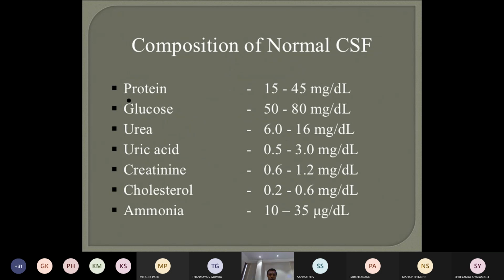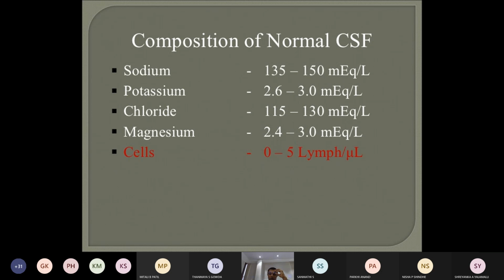As I already told, additional parameters like urea, uric acid, creatinine, and ammonia can be estimated. Cholesterol can also be seen; the normal range is just 0.2 to 0.6 milligram per deciliter, not plasma cholesterol, which is 150 to 200 milligrams. For diagnostic purposes usually only protein and glucose are done in biochemistry; chloride can also be estimated. Sodium and potassium are usually not prescribed.